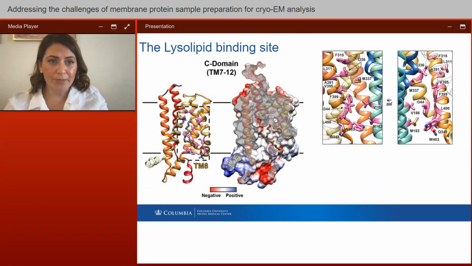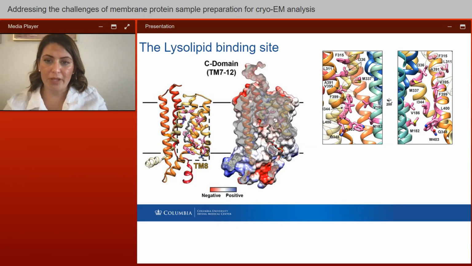Looking at the C-terminal domain in more detail, we saw something really interesting. We saw that there's this deep pocket that's lined by hydrophobic residues that I've highlighted in pink. This is just two different views of that pocket. And when we saw this, we thought it looks really perfect for binding a lysolipid tail.